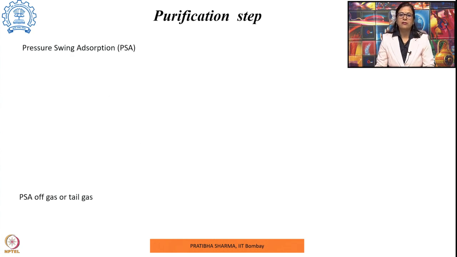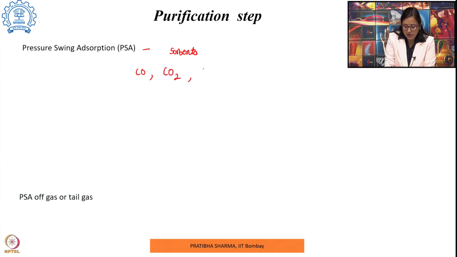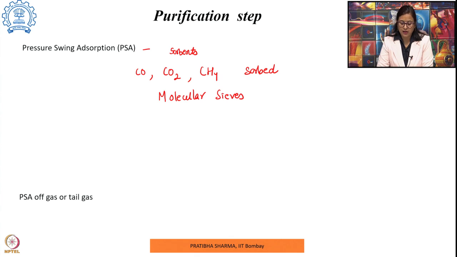If, however, pressure swing adsorption is used for purification, in that case various adsorbents can be used, on the surface of which impurities like carbon monoxide, carbon dioxide, and methane can get adsorbed, so that we can remove all these impurities and get pure hydrogen as the product. Primarily, molecular sieves are used for the separation of carbon dioxide and carbon based species, to get pure hydrogen.